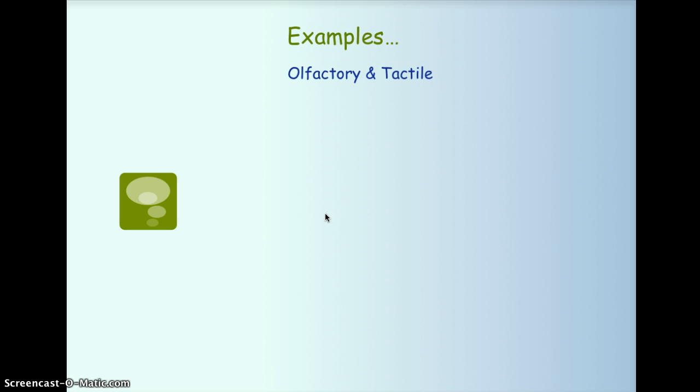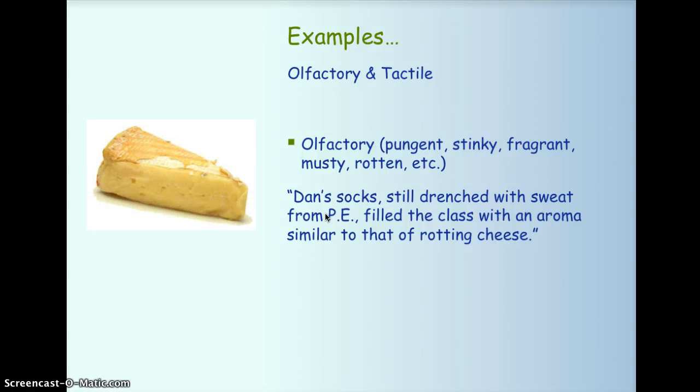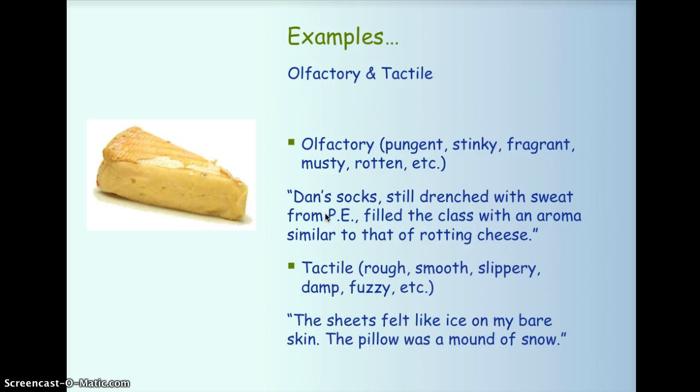Next, we're going to go into some examples, and we're going to start with olfactory and tactile. Olfactory is anything pertaining to the sense of smell. The example I have is: Dan's socks, still drenched with sweat from PE, filled the class with an aroma similar to that of rotting cheese. So you could definitely imagine how that room smelled to everybody in there.